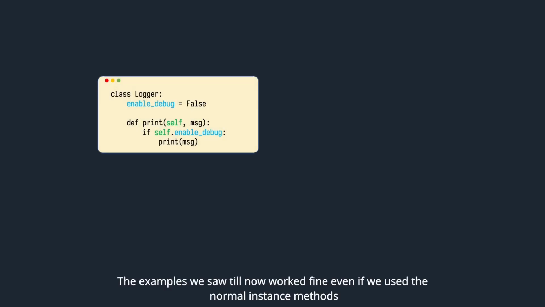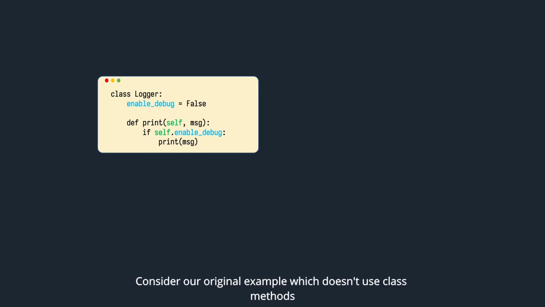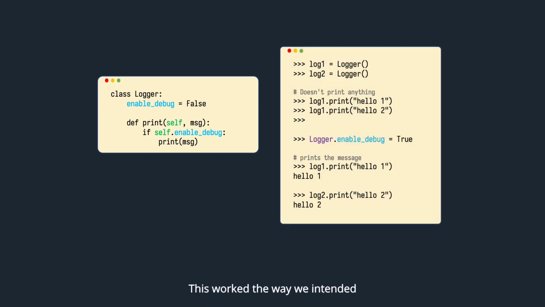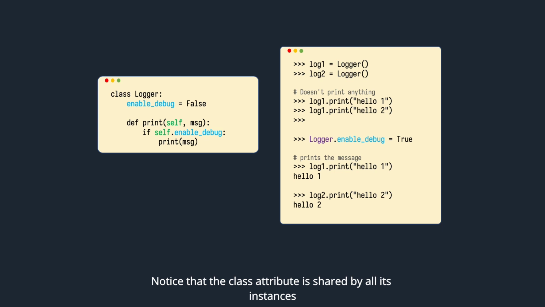The examples we saw till now worked fine even if we used the normal instance methods. The use of instance methods won't work if we wanted to modify a class attribute through its instances. Consider our original example which doesn't use class methods. This worked the way we intended. When the enableDebug attribute is false, don't print anything, else print the message. Notice that the class attribute is shared by all its instances. When it is changed, all instances can see the change and they start printing.